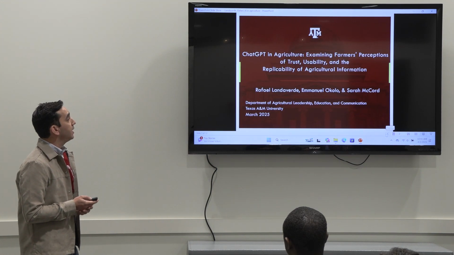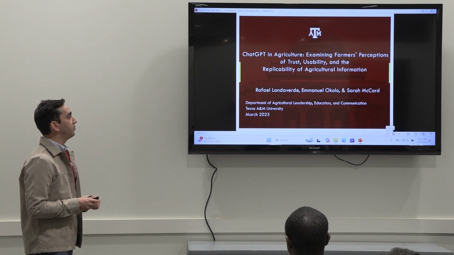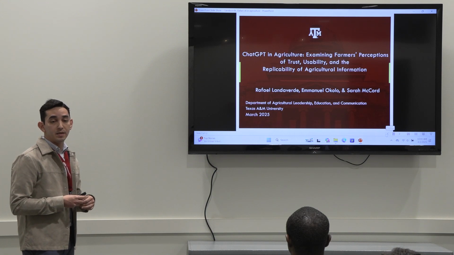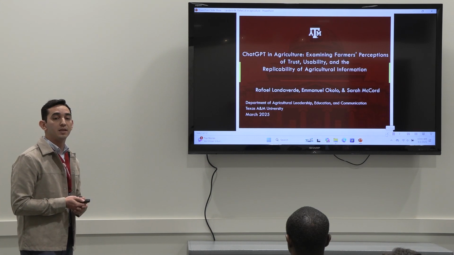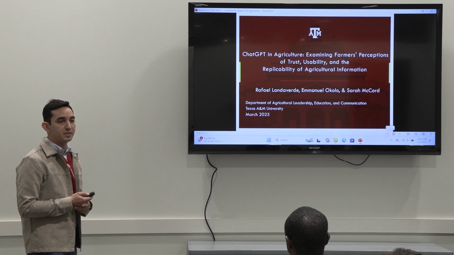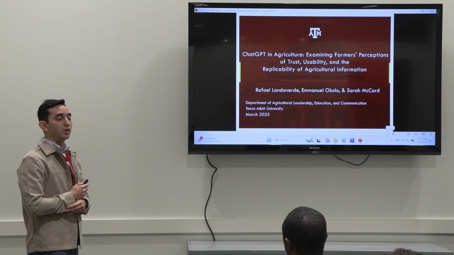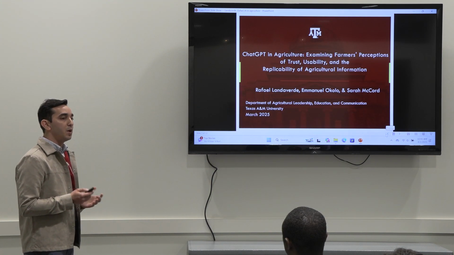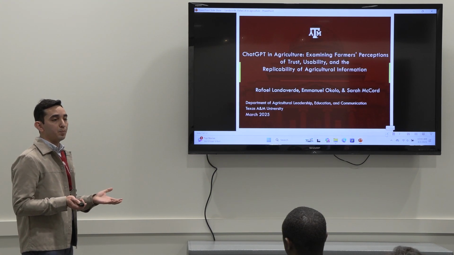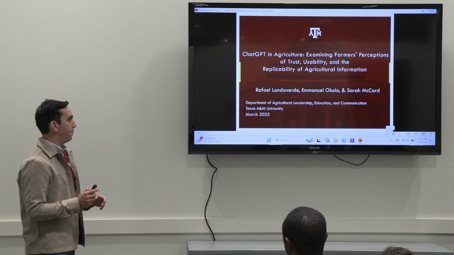and how we can make it more effective for what they are looking for. And we know that trust, usability, and replicability are going to be extremely important as they look through the information that ChatGPT is providing for them, not only for continuing to use the chatbot, but to make the purpose of that chatbot useful for them.